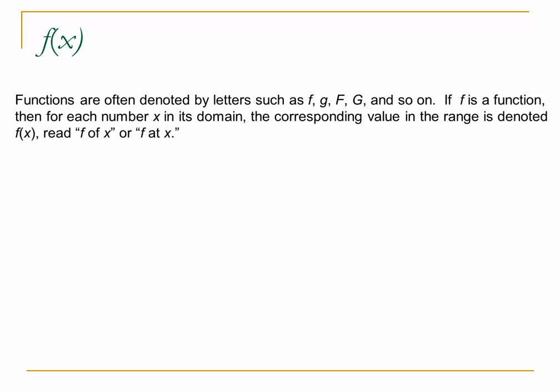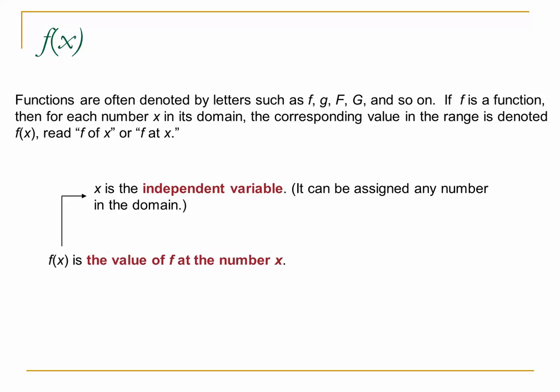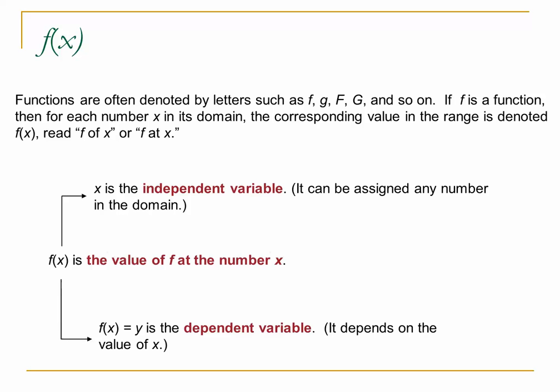So f of x, this is the notation you see up here. Functions are often denoted with lowercase f and g and then uppercase F and G, etc. If f is a function, then for each number x in the domain, the corresponding value in the range is denoted f of x, and the way you read that is f of x or f at x. It's not multiplication, it's not saying f times x, it's saying evaluate the function f for the value x. So f of x is the value of f at the number x.